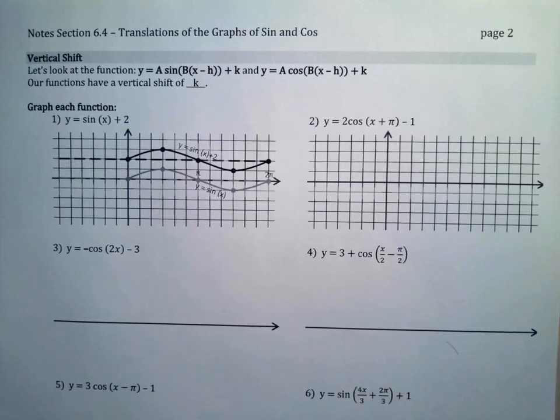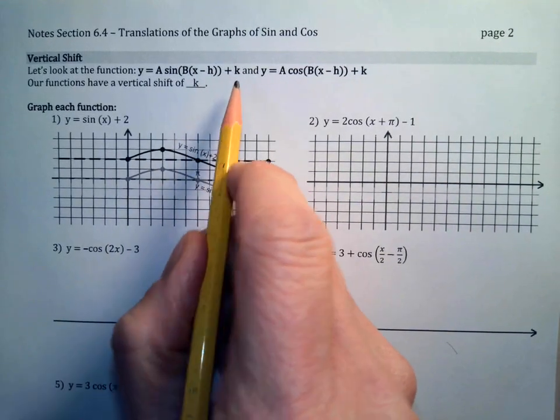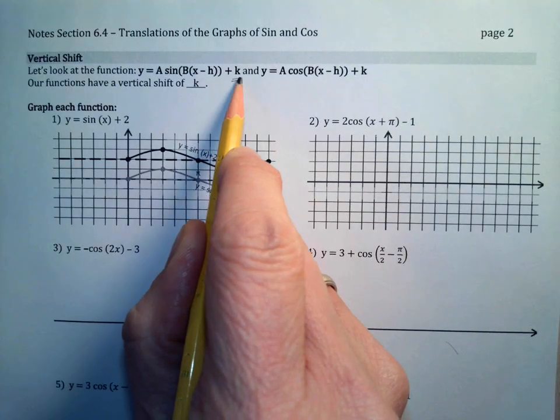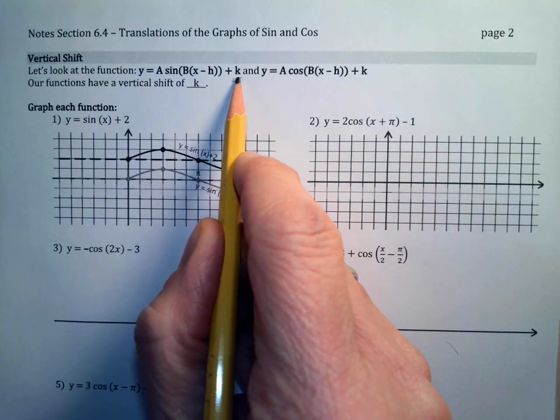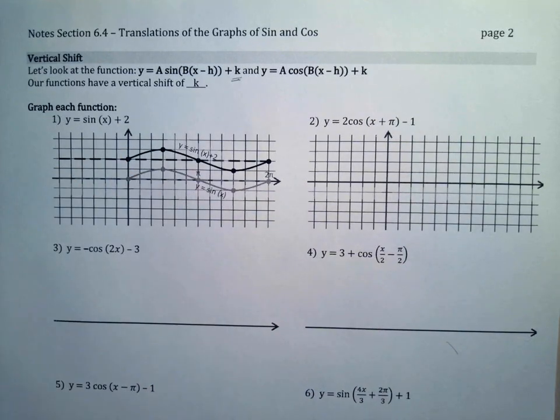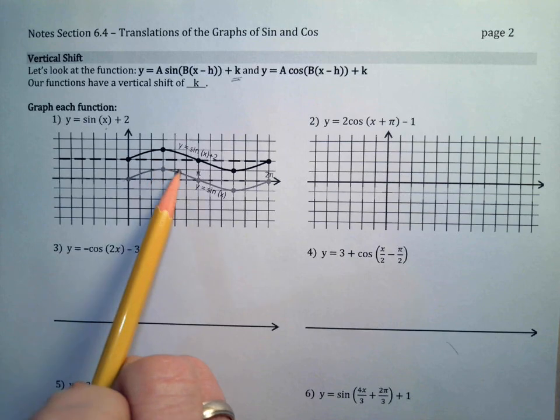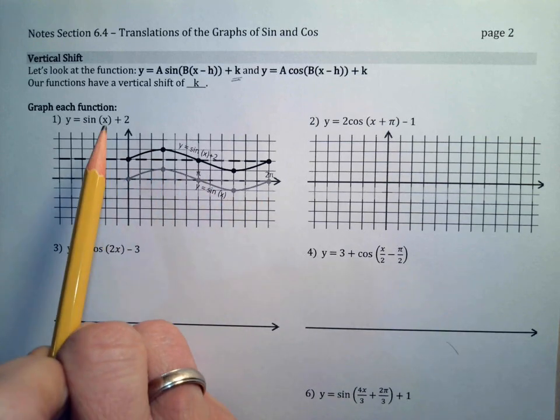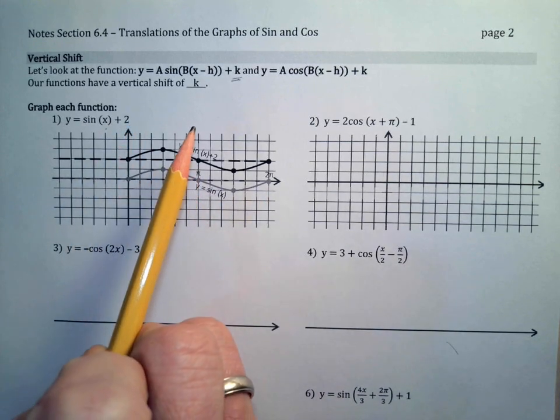So this is really probably the easiest thing to worry about. It is with K. So the thing at the end, K, that is how much you're going to shift up or down. If it's positive, we're shifting up. So like here, the parent function is this gray one, and then plus 2 just means we're shifting up 2.